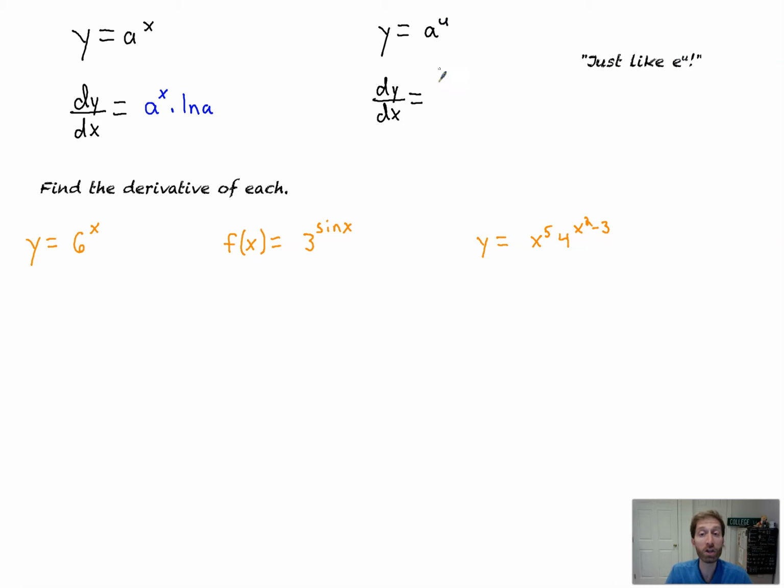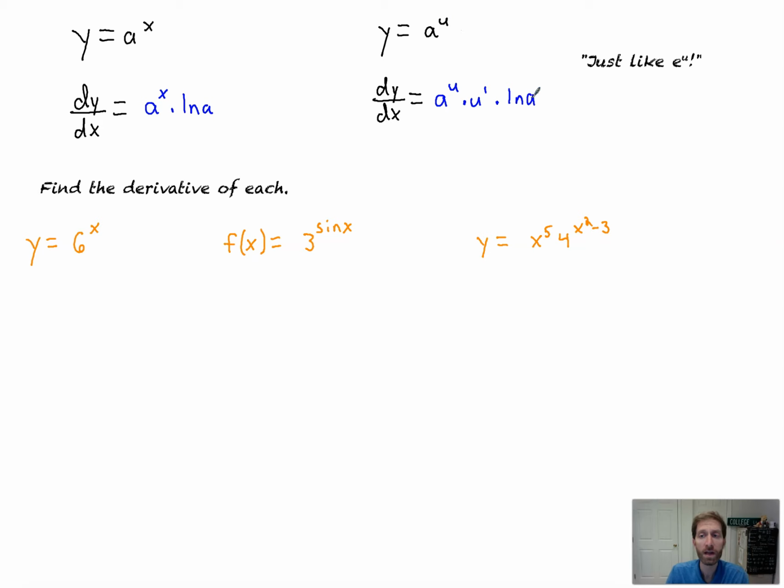So derivative of a to the u, well, that's going to still be a to the u times ln a. Don't forget about your u prime. And in fact, it might be easier if you remember it just like you would do e. So it's like a to the stuff d stuff times ln a. That's just like e. And e to the x is the same exact formula. It's just a specific form of a to the u.